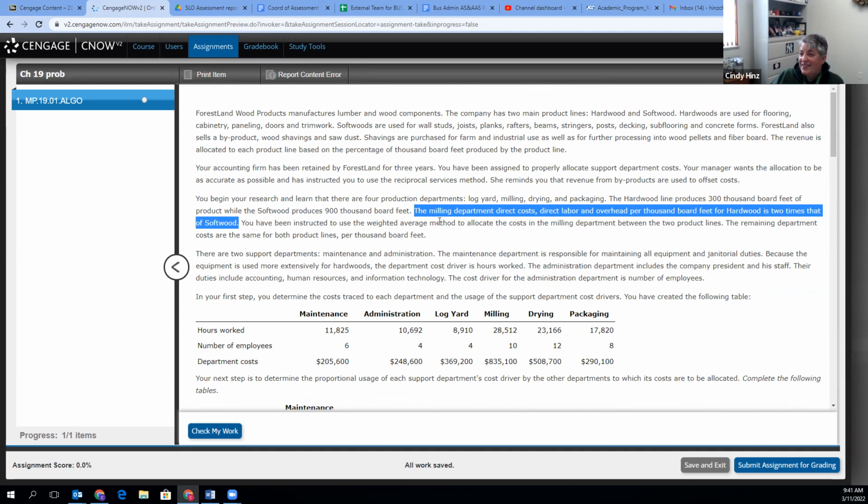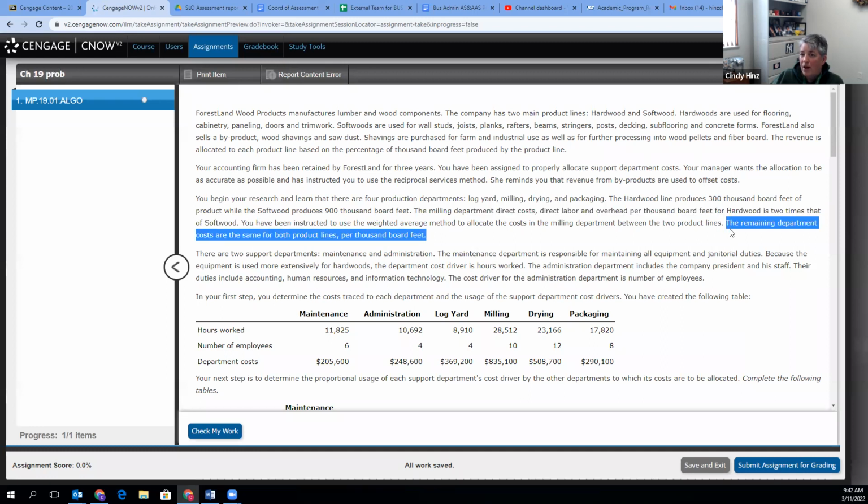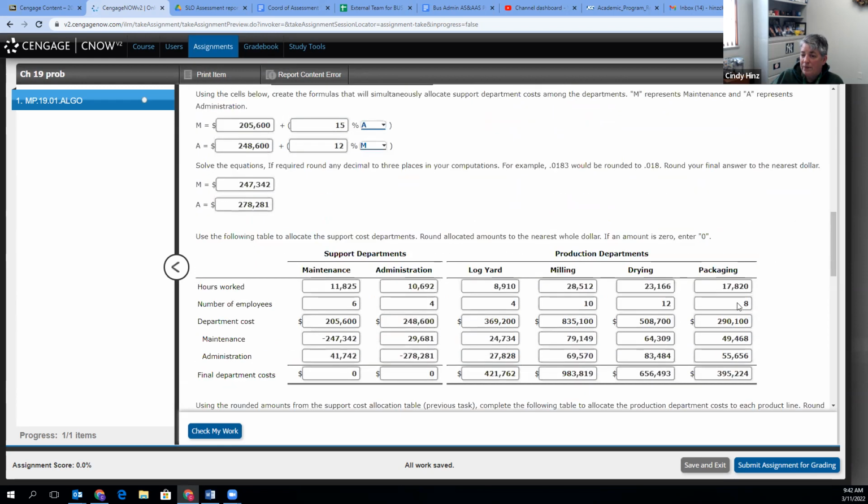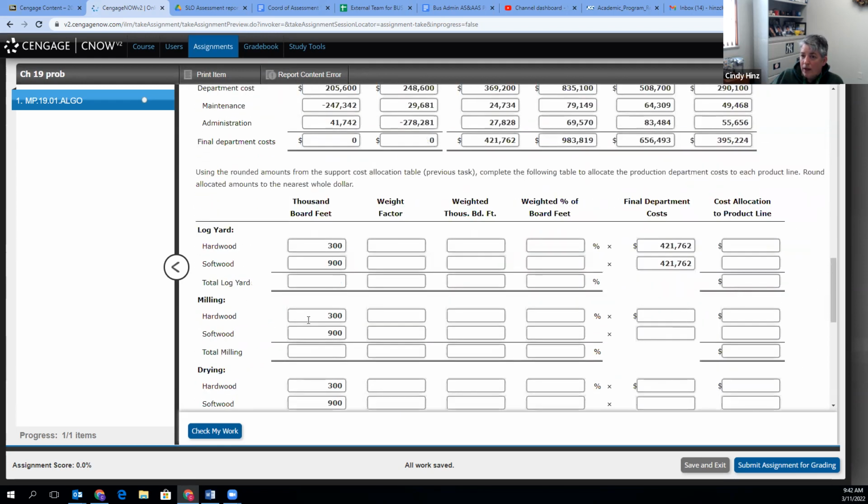The next thing says the milling department direct cost, direct labor and overhead per 1,000 board feet for hardwood is 2 times that of softwood. The remaining department costs are the same for both product lines. And so we're going to be putting in, for the milling department, a weight factor of 2 for hardwood and 1 for softwood. But for the others, it's just going to be a 1-to-1 weighting.